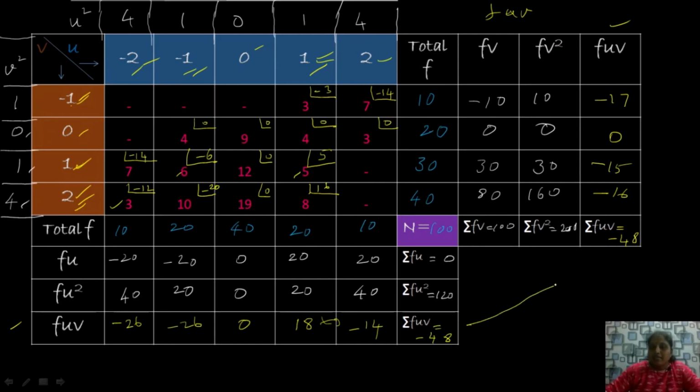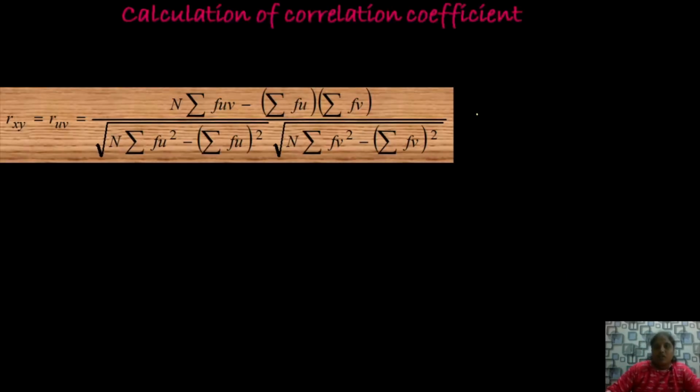So look at here, sigma fuv, both in terms of column total and row total, becomes minus 48. So by making use of all these values of n, sigma fv square, sigma fu square and sigma fuv, we calculate the correlation coefficient. Now this is the formula we have used to calculate correlation coefficient for x and y.